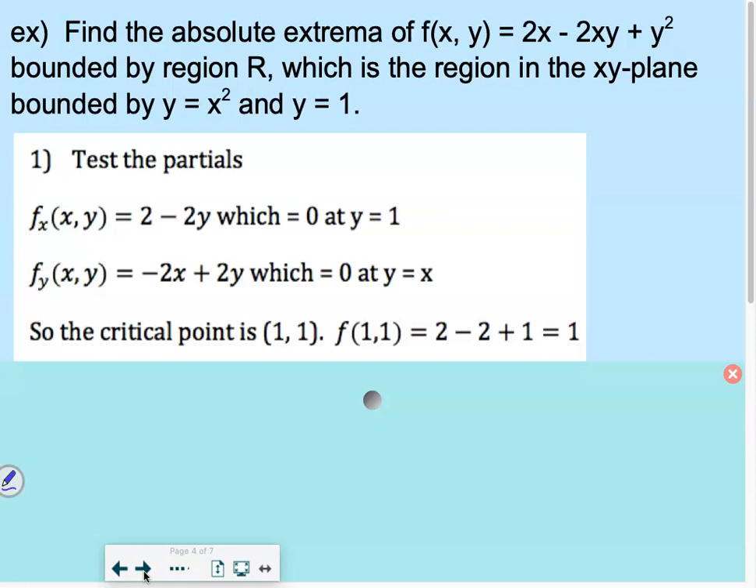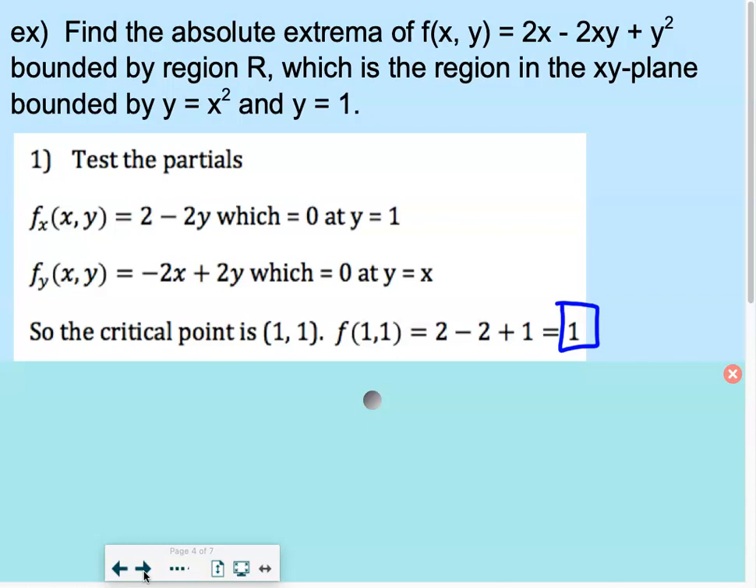So my critical point is 1, 1. I want to plug it in right off the bat. So you get 2, minus 2 is 0, plus 1 is 1. So that's my first value. And then what I do as I'm writing is I put a box around it so that I know, all right, that's a tested z value. All right, so that's part 1, testing your critical points.